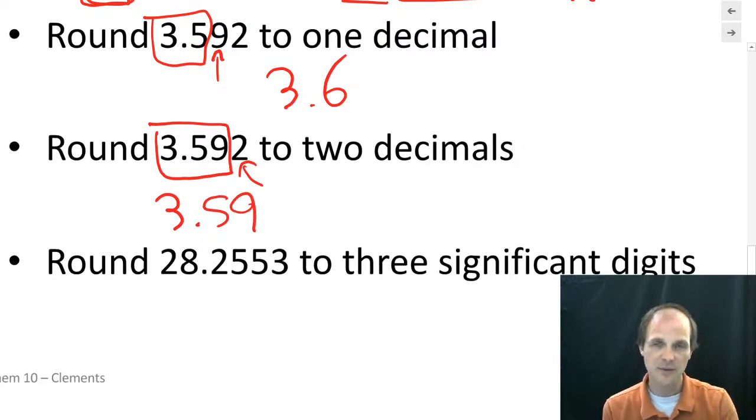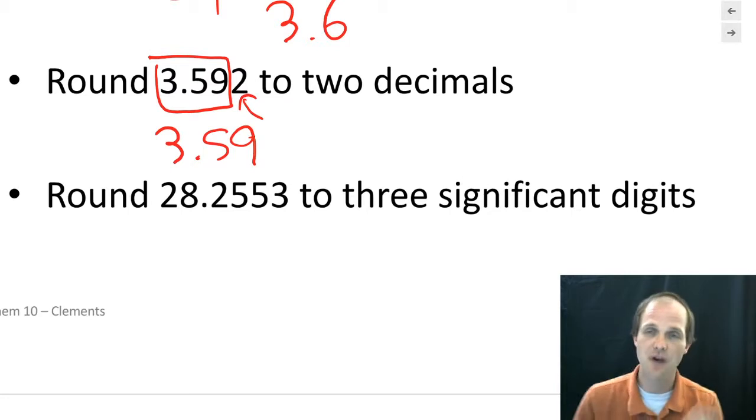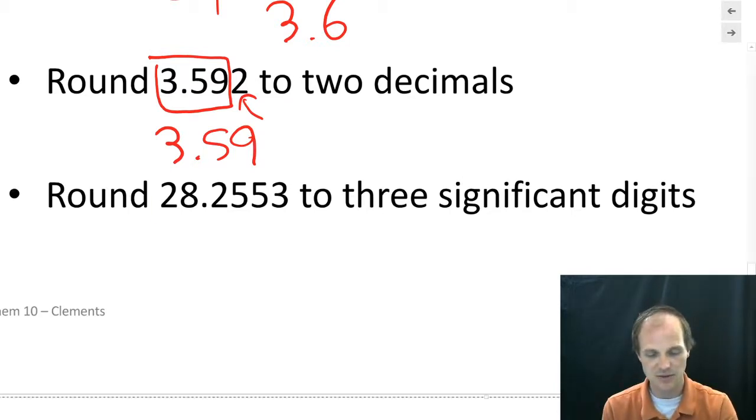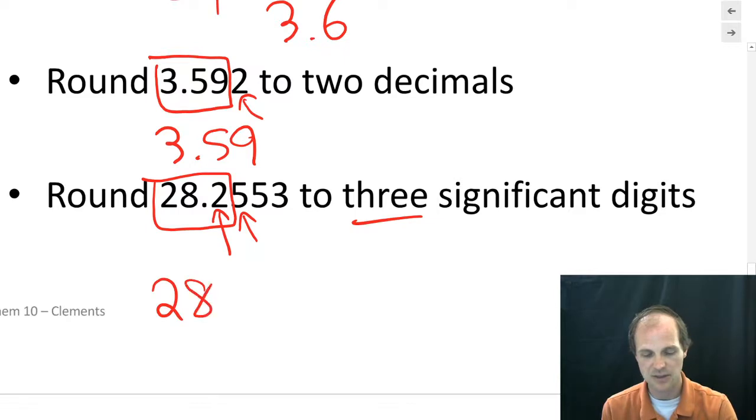Now, more often what we're going to find is not, hey, I want to round this to 1 decimal or 2 decimals, but I actually want to round things to a certain number of significant figures or significant digits. I'm going to do it the same way I was just doing it. I'm going to draw a box around what I want to keep, look at the next number, and decide what I do to my box. So it says 3 significant digits, so I drew a box around my first 3 significant digits. I look at my next number, it's 5 or greater, which means I have to round this guy up, and I get 28.3.